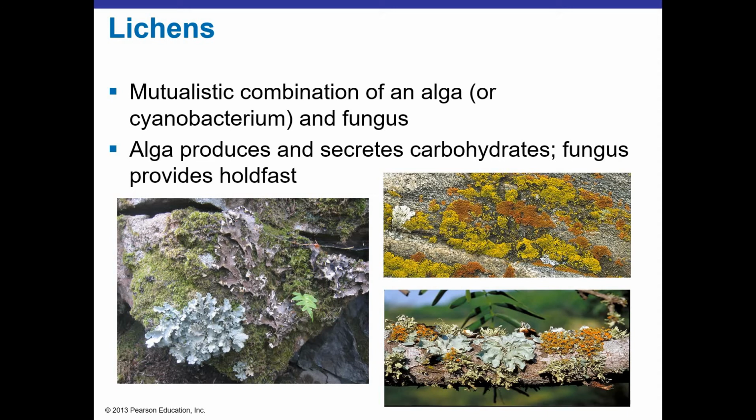When we talk about lichens, these are a mutualistic combination of an algae, or it can be a cyanobacterium, and a fungus. The algae is going to produce the food, it secretes the carbohydrates, and the fungi is going to provide a holdfast so that these are going to be able to colonize very nutrient-poor environments. In the pictures here, you see some very interesting examples of the lichens that, again, I'm sure you've seen, but probably had no idea what they were.